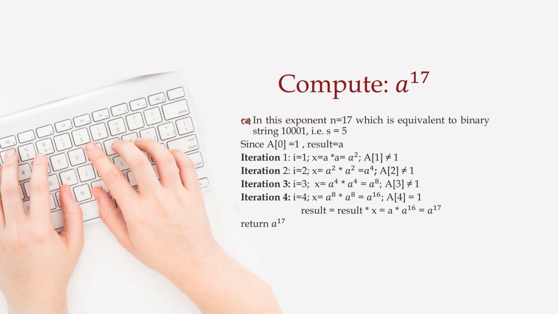And we have to check, what do we have to check? We have to check whether a i equal to 1 or not. Here a 1, because i value equal to 1, a 1 equal to 0, that is not equal to 1. So, again move to the next iteration, i equal to 2. When i equal to 2, x equal to x into x, where the value of x is a square. So, a square into a square is a to the power 4, and again we check a i, that is a 2, which is equal to 0, not equal to 1.